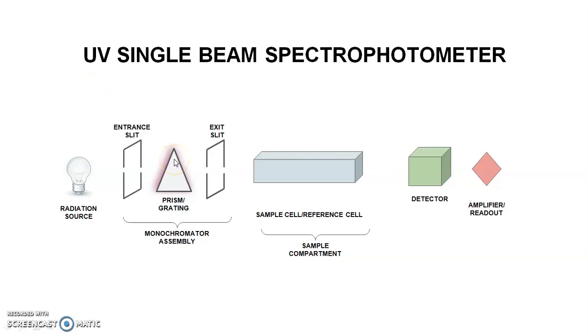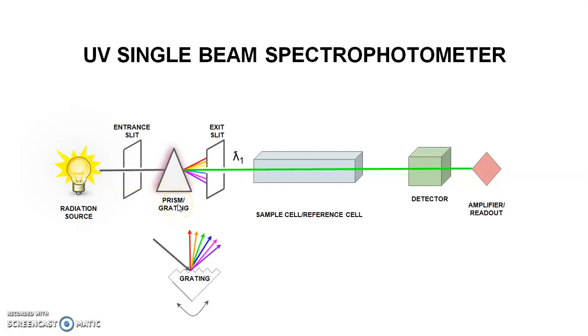So I will come to the UV single beam spectrophotometer. I have tried to animate the things as much as possible. Once the radiation source is put on, the light enters through this entrance slit and falls on the wavelength selector. The wavelength selector could be the prism or the grating, and once it falls on this wavelength selector, the light tends to diffract. So after the diffraction process, we get the component wavelengths out of this single white light.